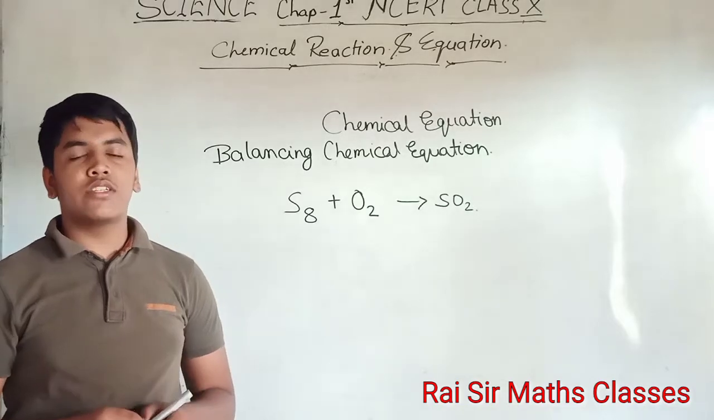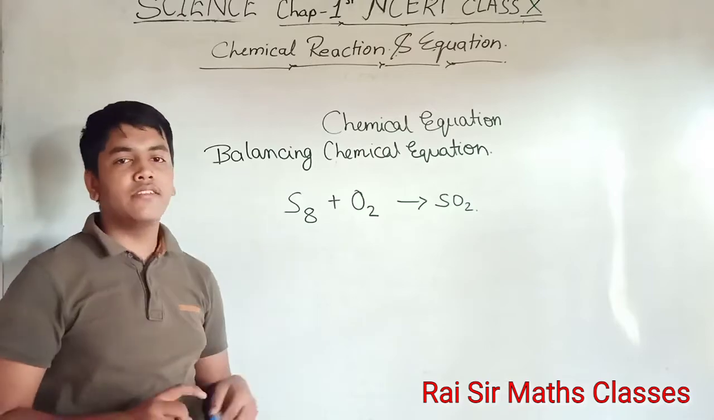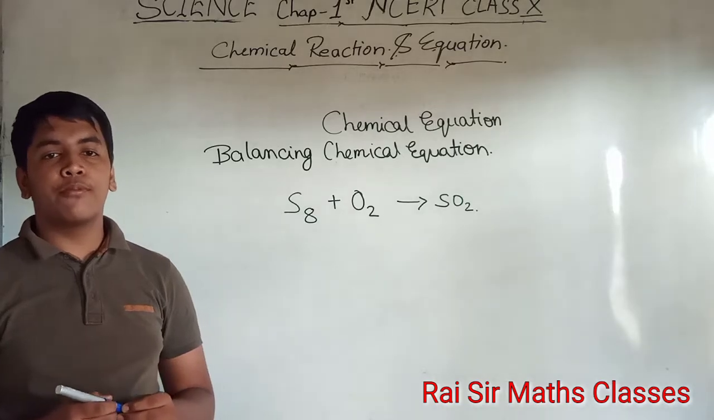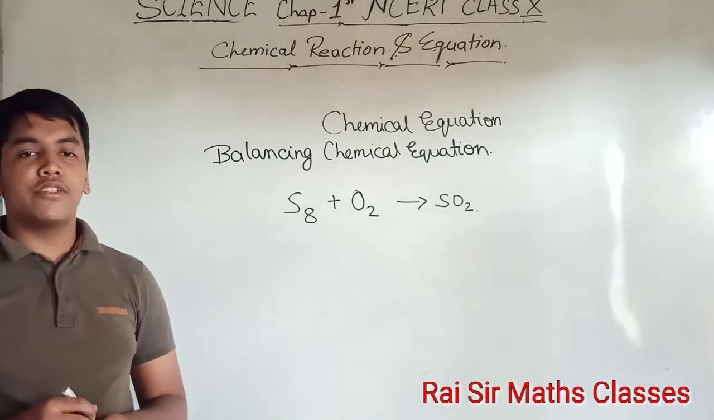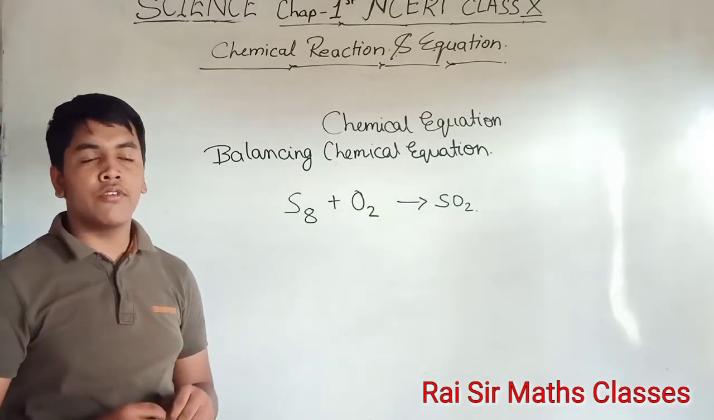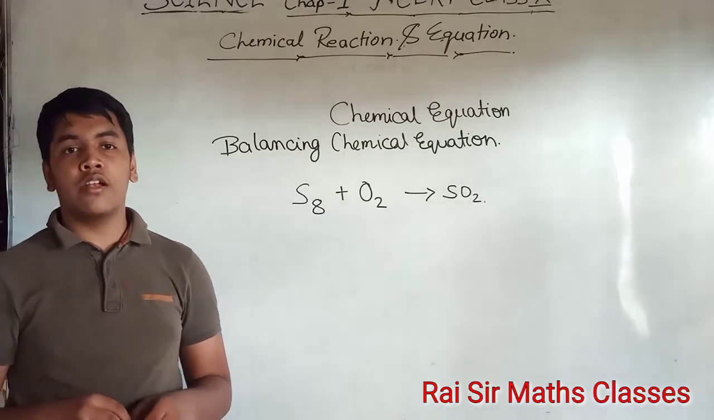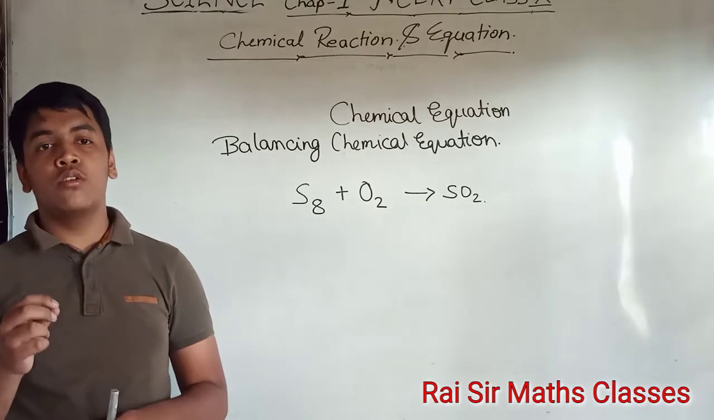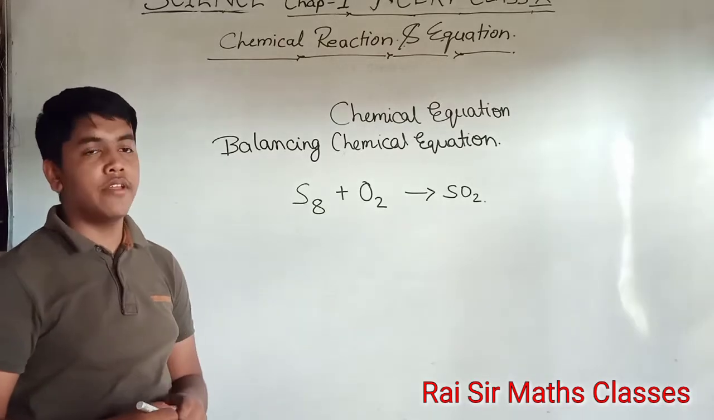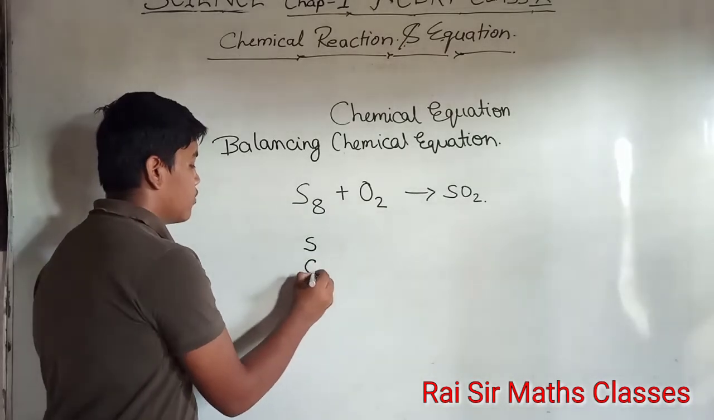Now we are going to start one of the most difficult and important parts, that is how to balance the chemical equation. We have studied the two laws, that is law of constant proportion and law of conservation of mass. Now we are going to apply these two laws in balancing the chemical equation. To do this, we have to understand the basic concept and count the number of atoms the reactants are having. So we count, there are two reactants, that is sulfur and oxygen.